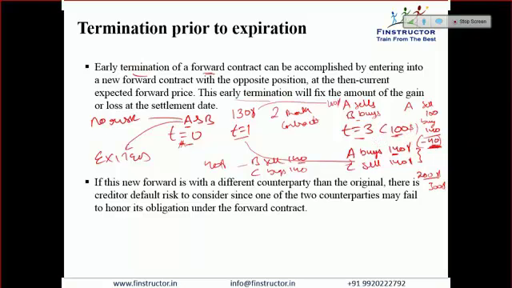So any counterparty can extinguish by entering into an opposite position for a corresponding maturity contract, in this case a 2-month contract. If this new forward is with a different counterparty than the original, for example, in our example it's with C, then there is of course default risk, because if either A doesn't honor his obligation or if C doesn't honor his obligation, then there may be a loss or there may be further complications. So you have to consider the default risk in forwards. In futures, this is not a concern, as we will see.